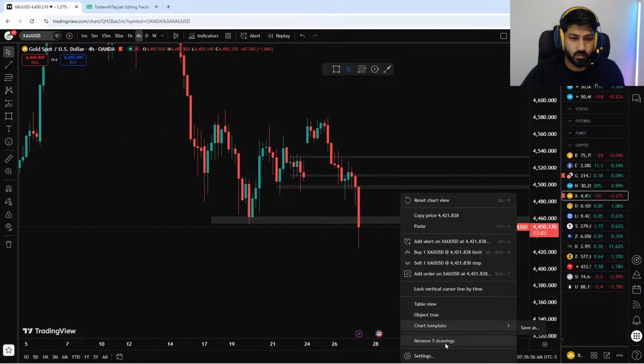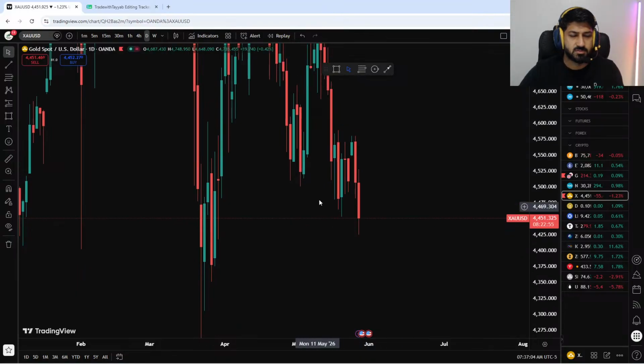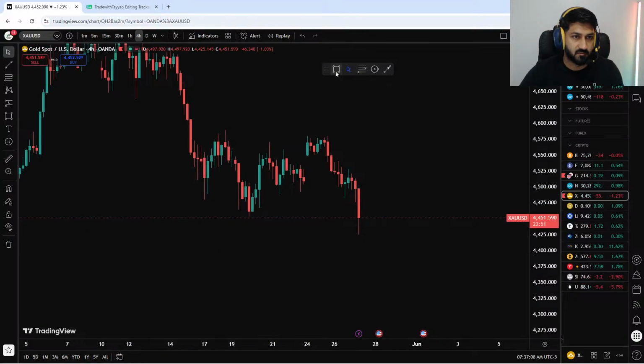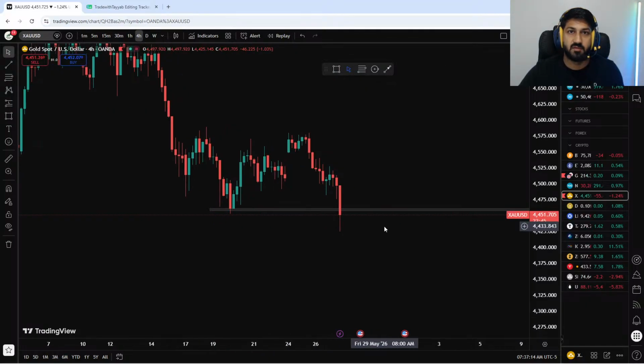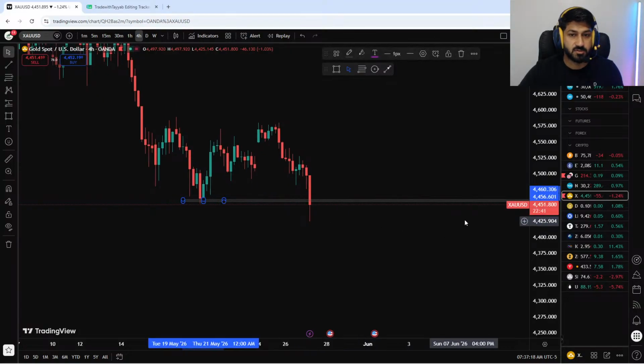We're going to start out with removing all of the drawings so you can take a look at it with a fresh pair of eyes. We're looking at gold. I'm going to start out with daily time frame, just to know what the bias is, and then I'm going to jump into 4 hour time frame. Right off the bat, we can say there was a support that's being broken right now. What I'm going to wait for on 4 hour is for it to close in 22 minutes.